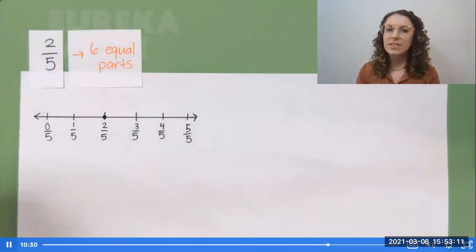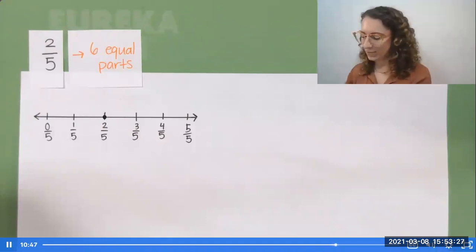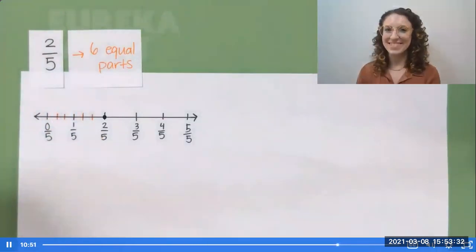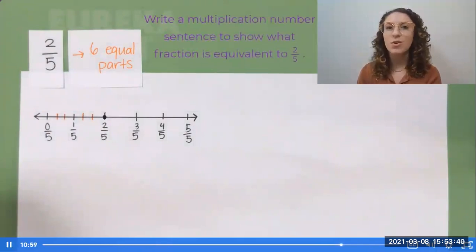Yeah, if we need to decompose 2 units into 6 parts, how many parts should each unit have? Each of the 2 units should be split into 3 because 2 threes make 6. Now, write a number sentence using multiplication to show this decomposition and to show what fraction is equivalent to 2/5.